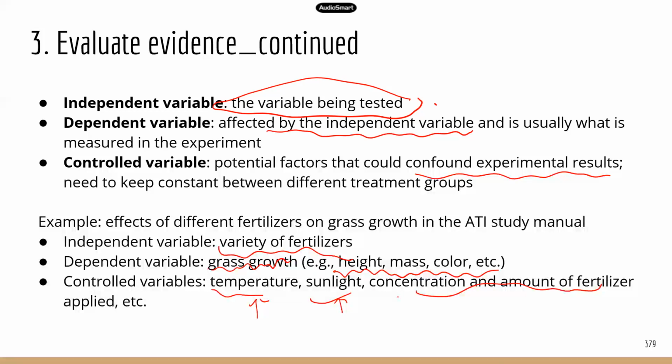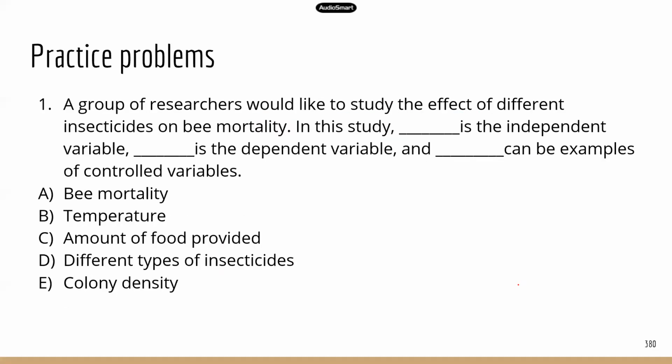And we need to adjust the concentration and amount of fertilizer, right? So we need to give the different groups the same amount of fertilizers. This is a practice problem. This problem is designed to test your knowledge of different variables.